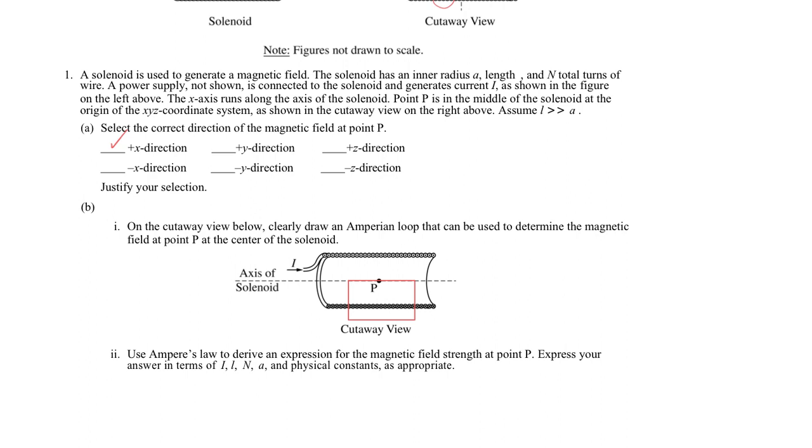Any other questions about that? You don't have to make it symmetrical. Like I don't have to have half of it here and half of it there. I just need to have a portion that's outside where I can indicate that the magnetic field is 0, and I need a portion that's inside where I can deal with just the magnetic field from the solenoid, and we already know that we won't get any contributions to Ampere's law through either of those sides. Using Ampere's law, derive an expression for the magnetic field strength at point P. Express your answers in terms of I, L, N, and A.